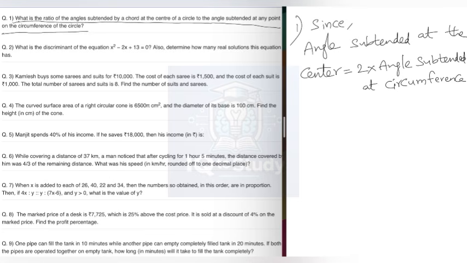Let us consider angle subtended at the circumference of the circle is x. Then obviously angle subtended at the center becomes 2x. Which implies ratio is 2x is to x, that is equal to 2 is to 1.